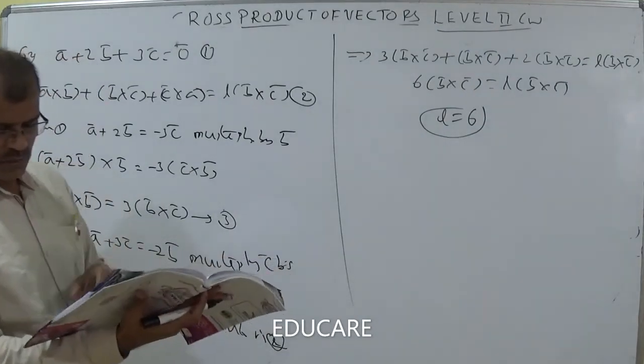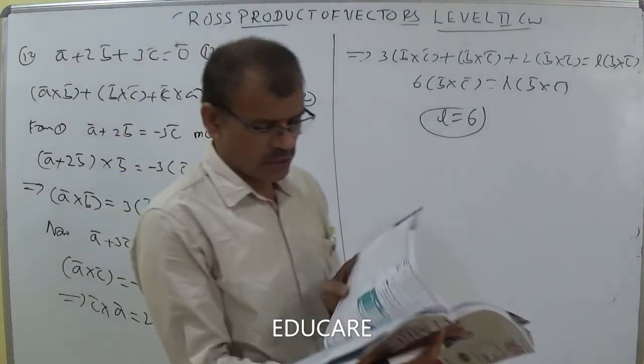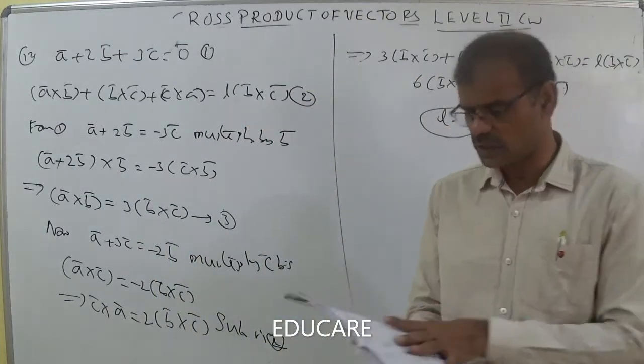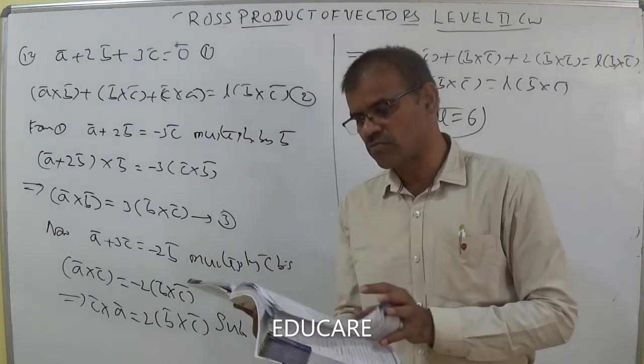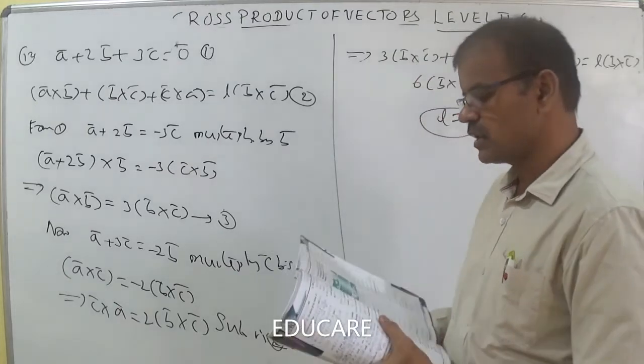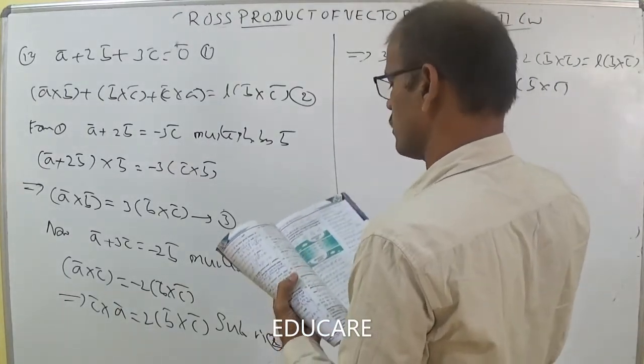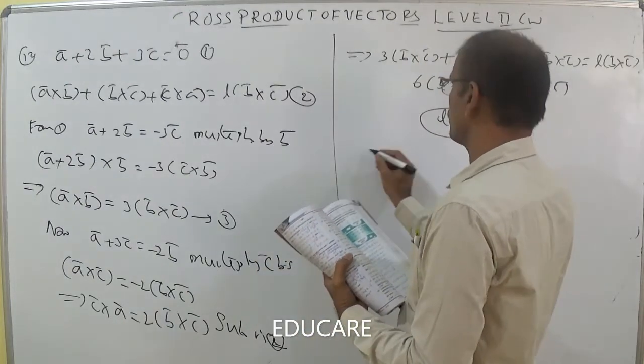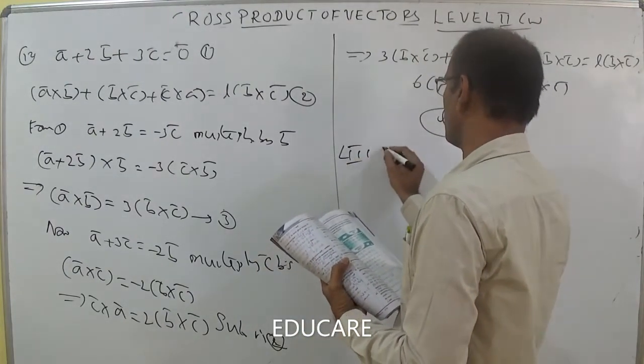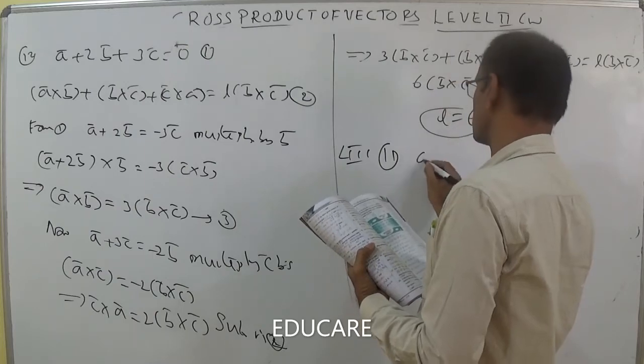According to the 12th question, the third option he given L equal to 6, correct. Let us discuss the same method question in level 3, the 11th one. Level 3, same model, the 11th question, let us discuss.